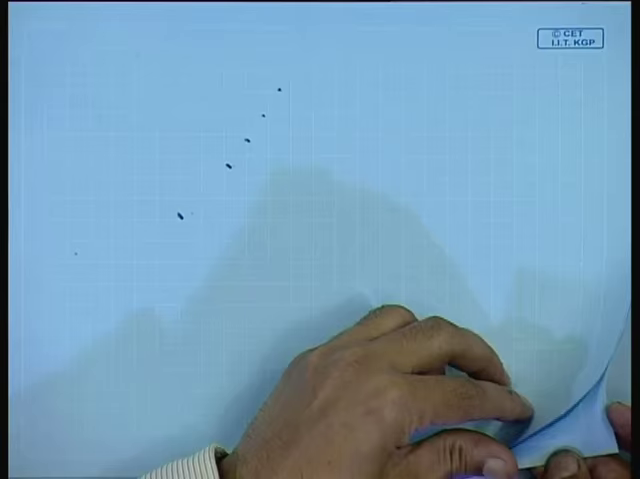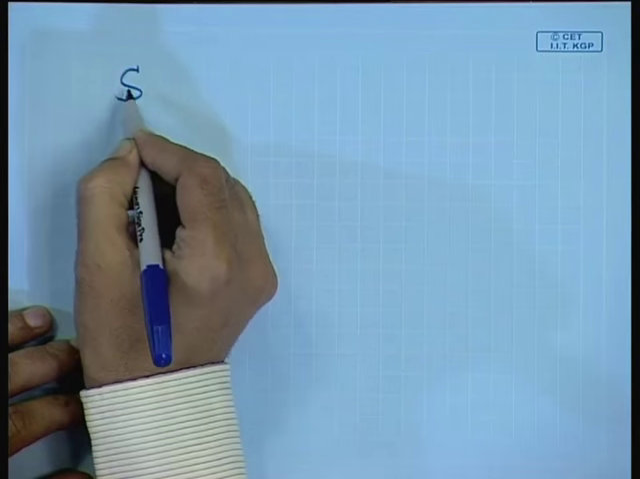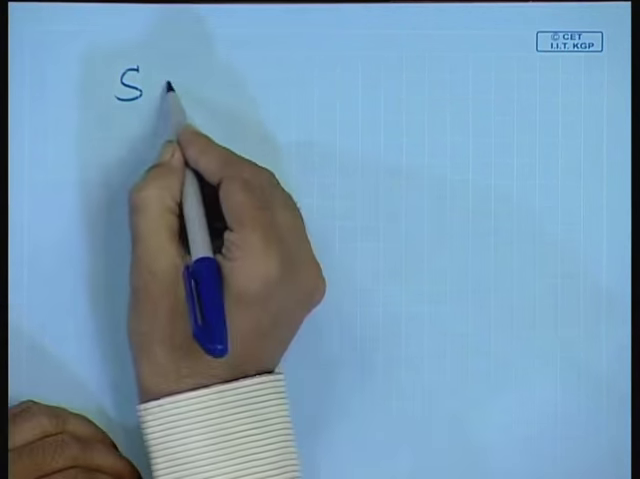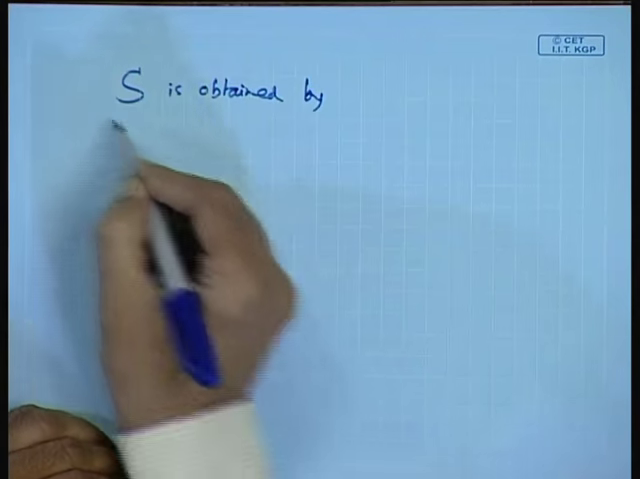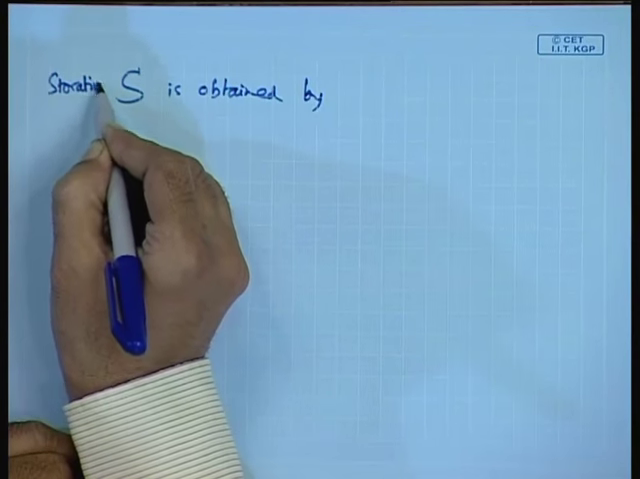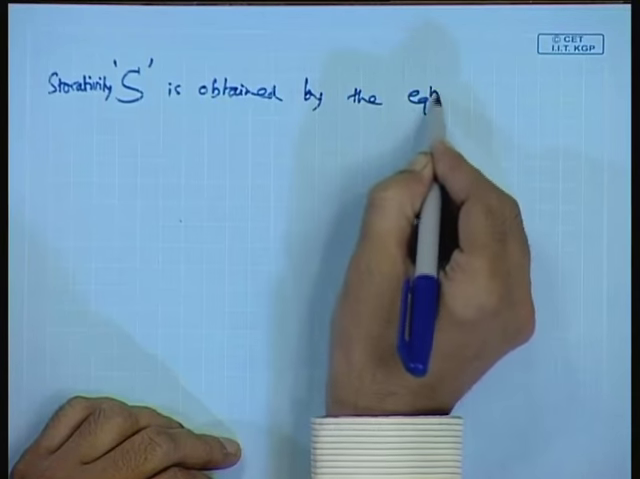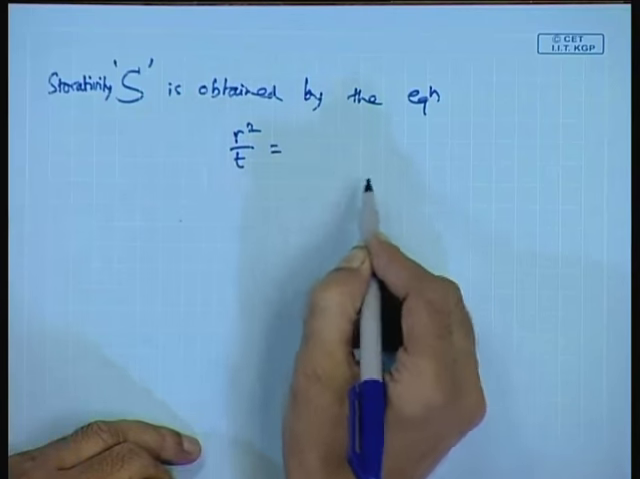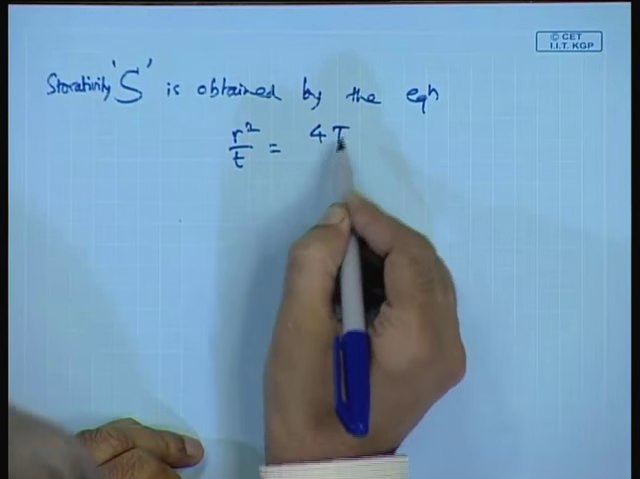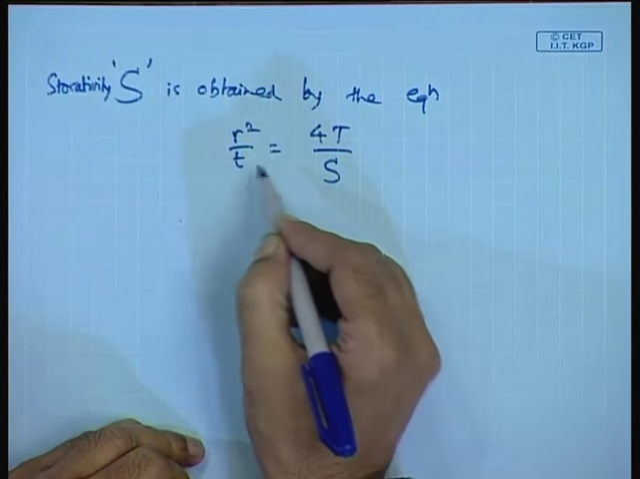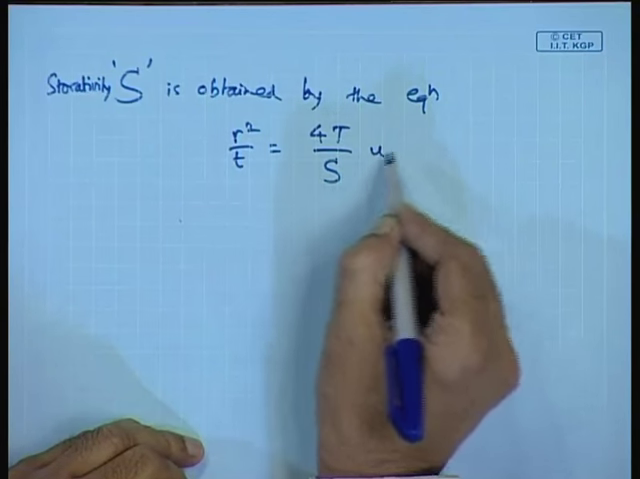And then next, the storativity S is obtained by the equation, that is r square by T is equal to 4 T by S, that is the well function equation.